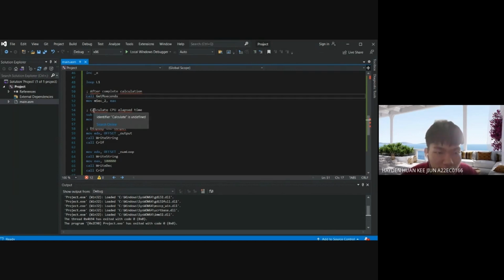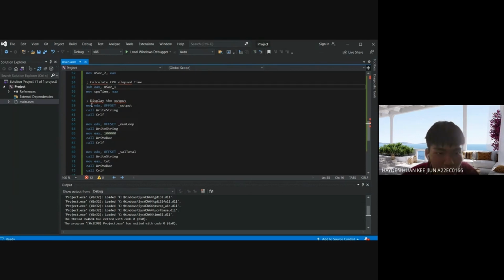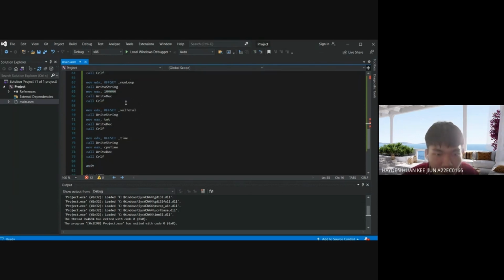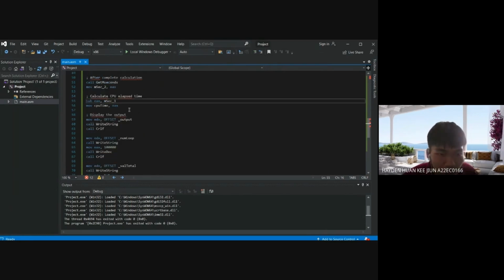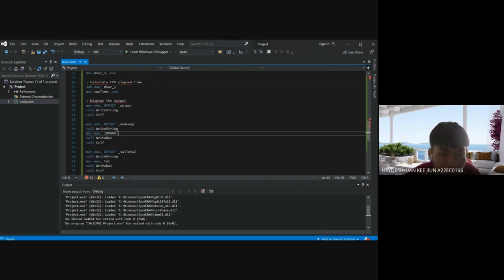Then we will calculate the CPU elapsed time by subtracting the mx1 from EAX and moving the value that we get into the CPU time. Then for this whole part, I will display the output.